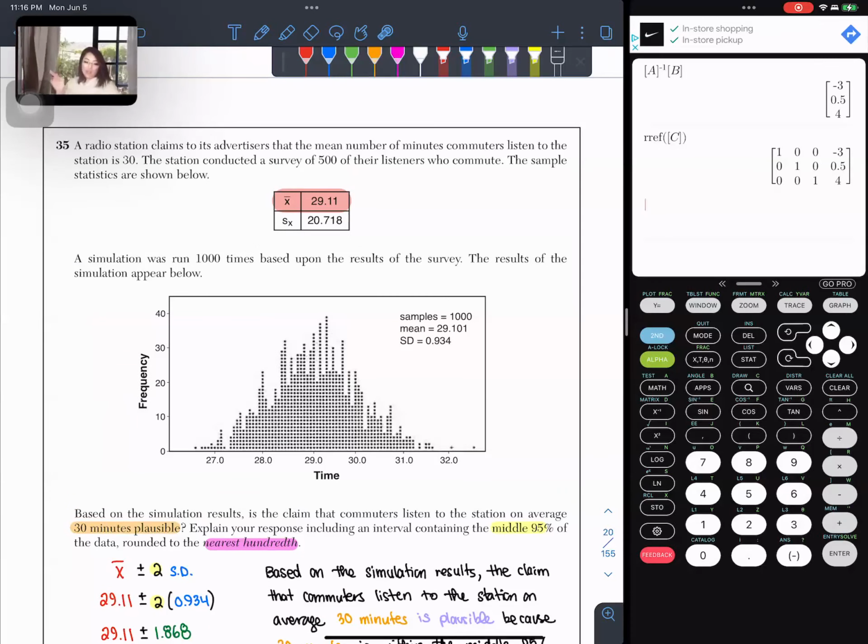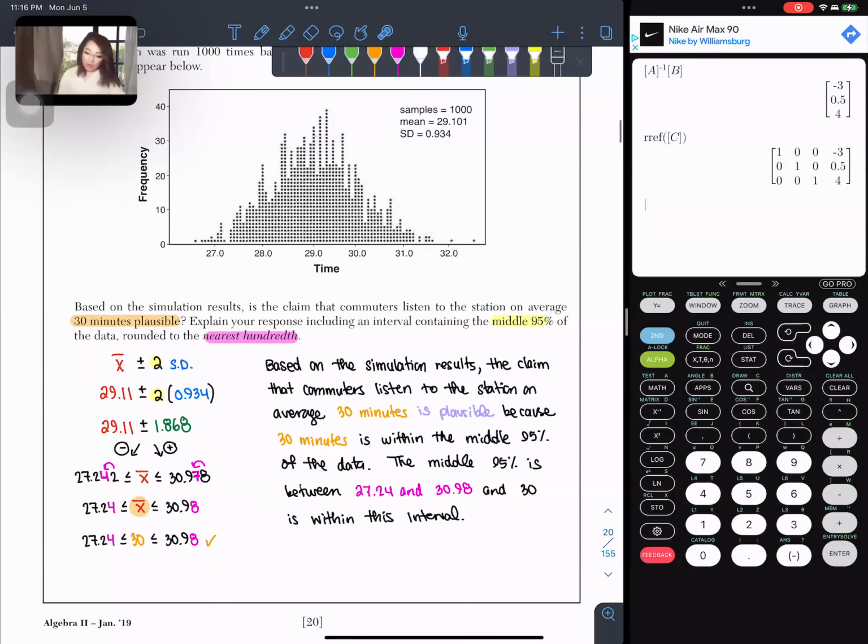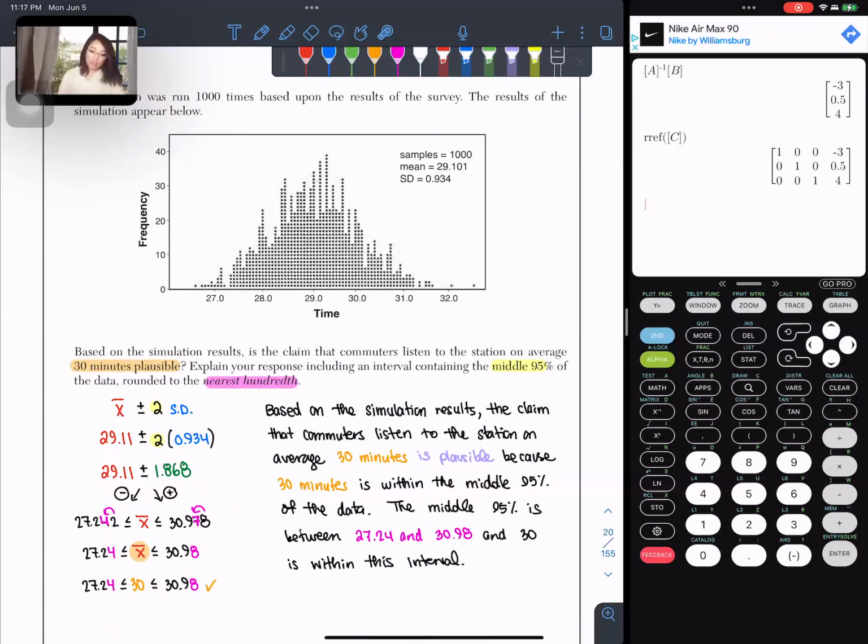All right, so now statistics questions. Look at this question. This is a 4-pointer question. What do they want you to do? First of all, they wanted you to do the margin of error. The margin of error is 2 times the standard deviation. Here's the kicker. You just had to do double the standard deviation, which is this value that was on the chart, because it says explain using the interval from the simulation, and it says based on the simulation's result. So that's why we're going to use this result.